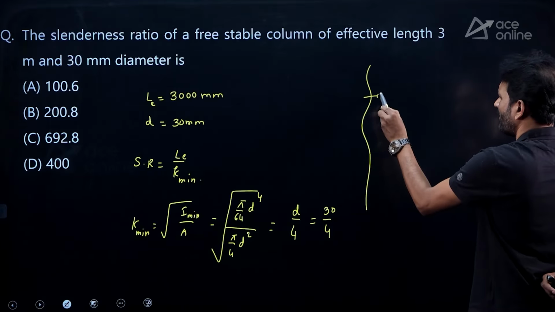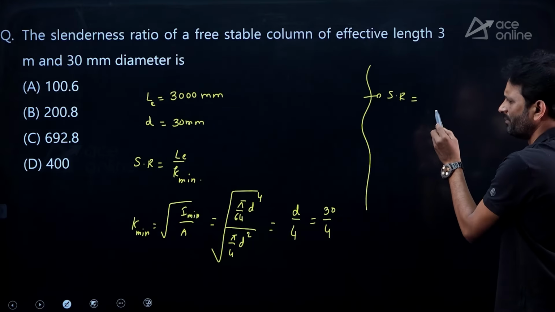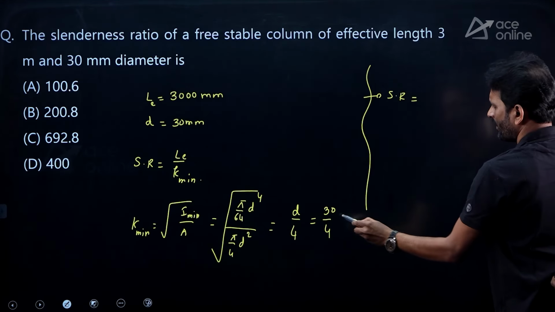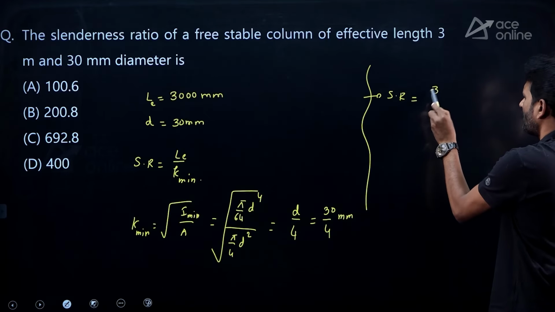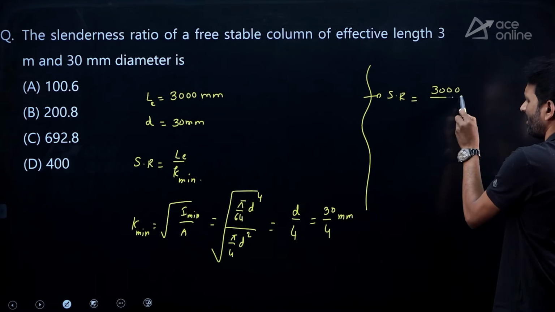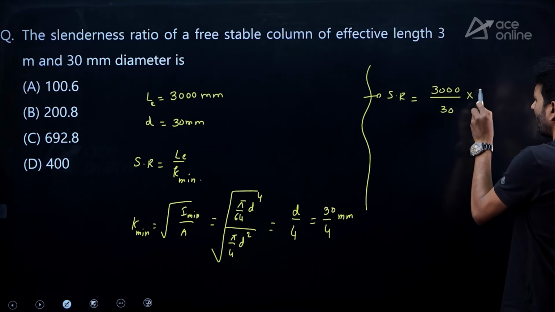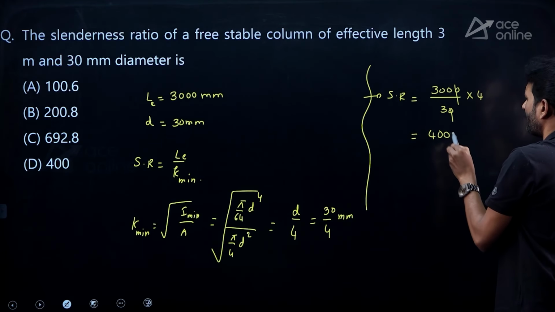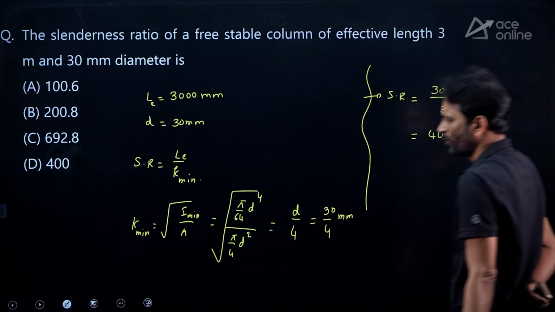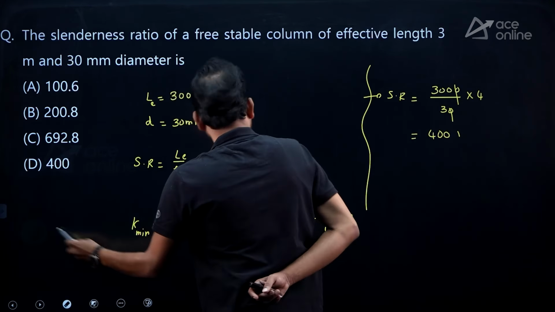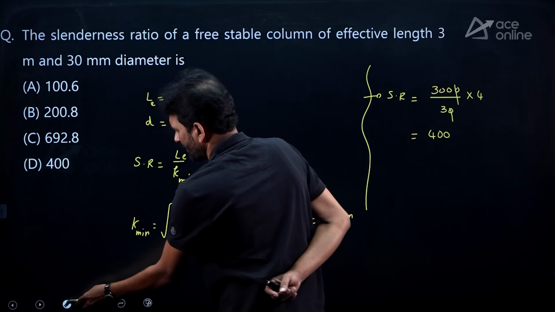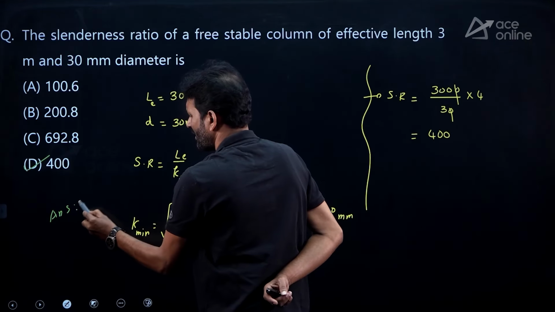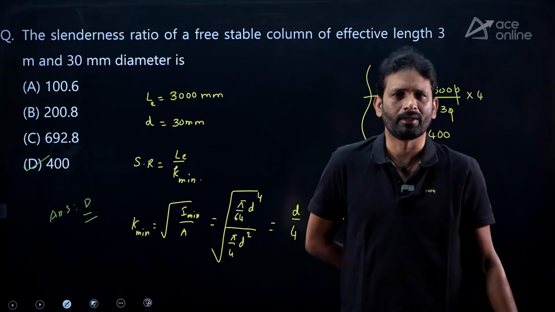Once I have the K-min value, focus on SR, slenderness ratio. LE, how much is it given? 3000 millimeters. This is in millimeters. 3000 millimeter divided by 30 over 4, I am writing it here. This one is getting cancelled. 400. There are no units. Slenderness ratio is 400 for this condition. Which option is correct? Option D is correct for this question. Hope it is clear to you.